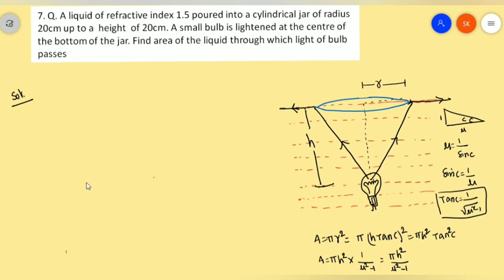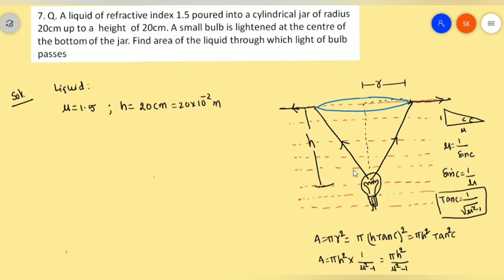Okay, right? What are the given values here? The refractive index of the liquid, they gave us some liquid. Refractive index is 1.5, and the depth at which the bulb is kept is h. That h is 20 centimeters. You convert that into meters: 20 into 10 to the power of minus 2 meters. Next, a small bulb is lighted at the center of the bottom of the jar. Find the area through which the light from the bulb passes.